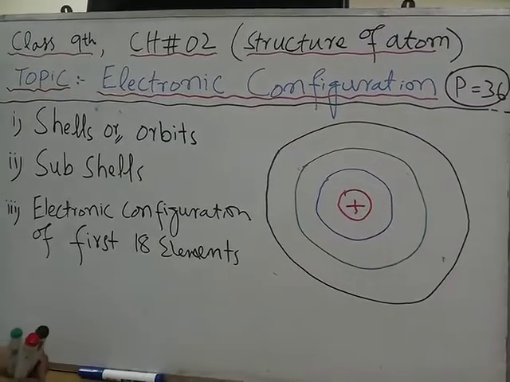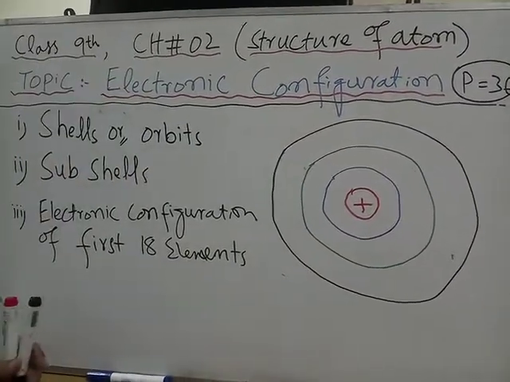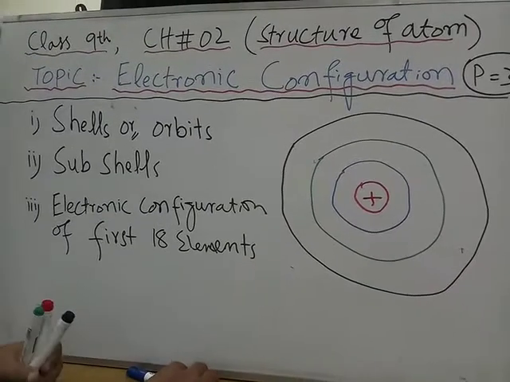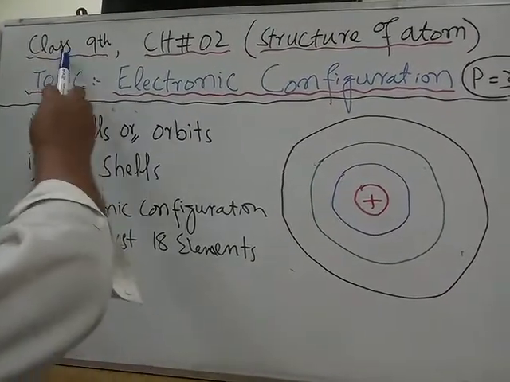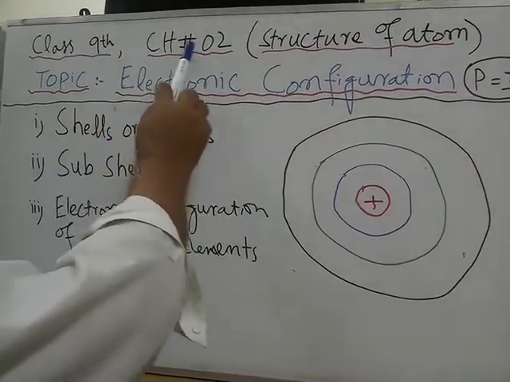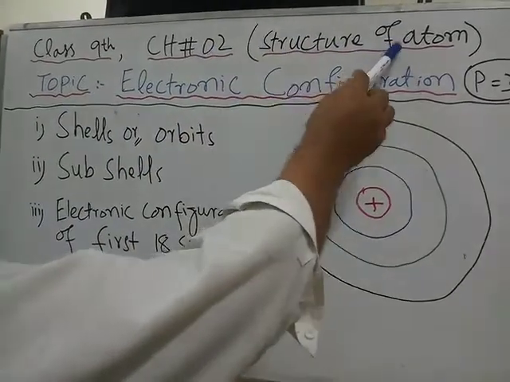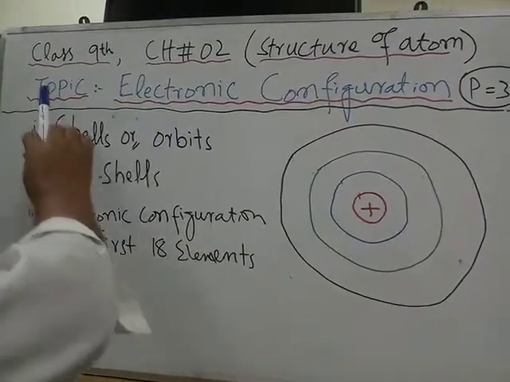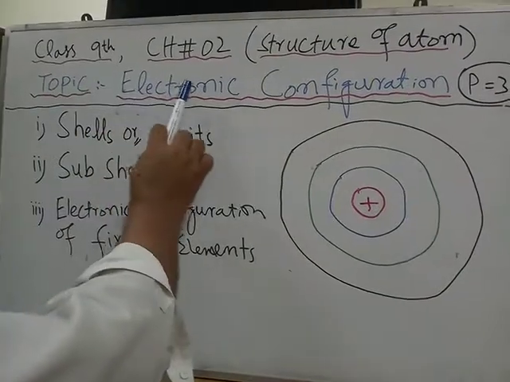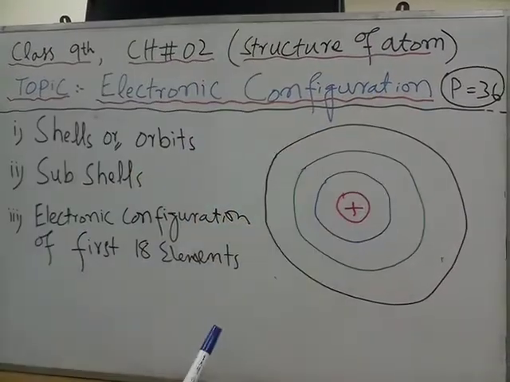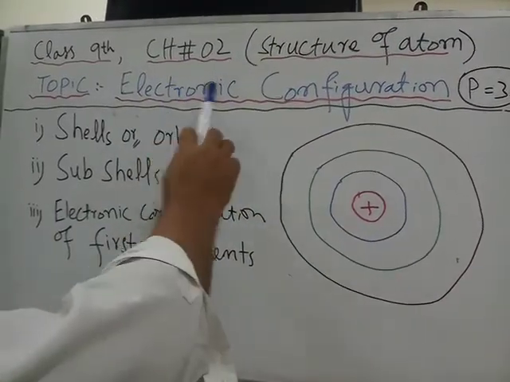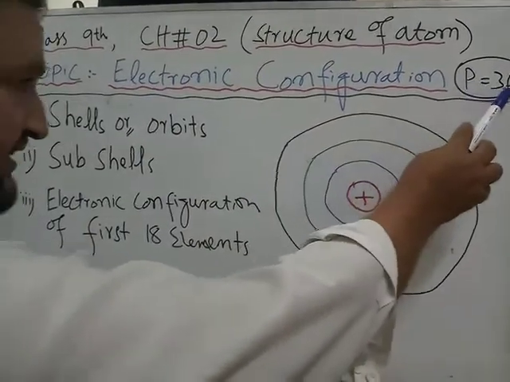Bismillahirrahmanirrahim. Students, today we are going to discuss class 9th, chapter number 2, structure of atom. My topic is electronic configuration. This is a clear-cut topic given at page 36.